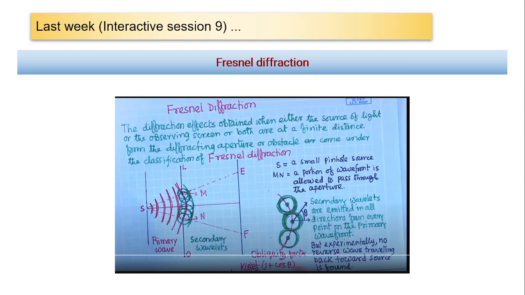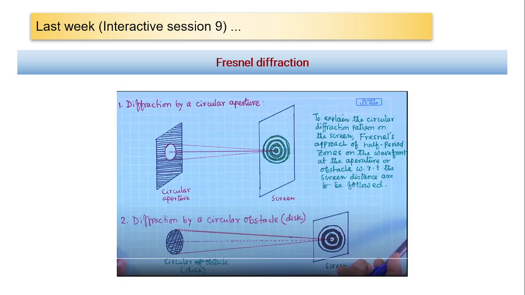And then we had discussed Fresnel diffraction, where, unlike Fraunhofer diffraction, so in Fraunhofer diffraction we had discussed that we have the source of light and the screen on which we are going to see our image at infinite distance, and how we obtain that in the lab is by using lenses, right? But here we had discussed Fresnel diffraction, where either the source of light or the observing screen or both are at some finite distances.